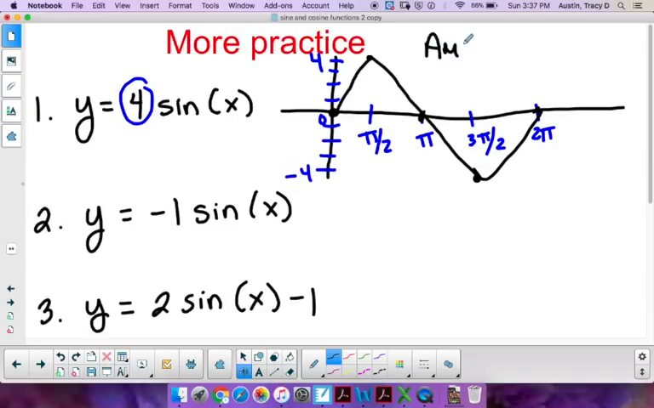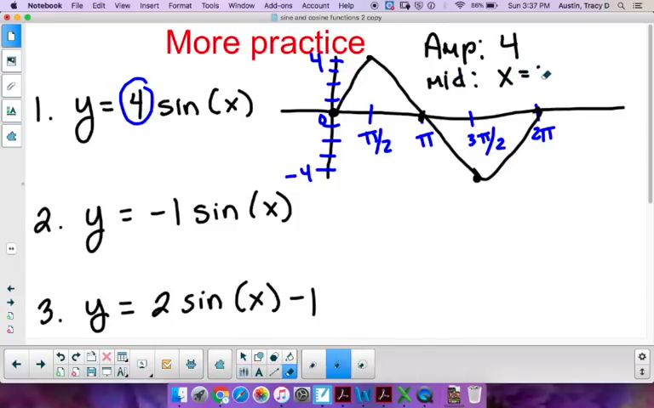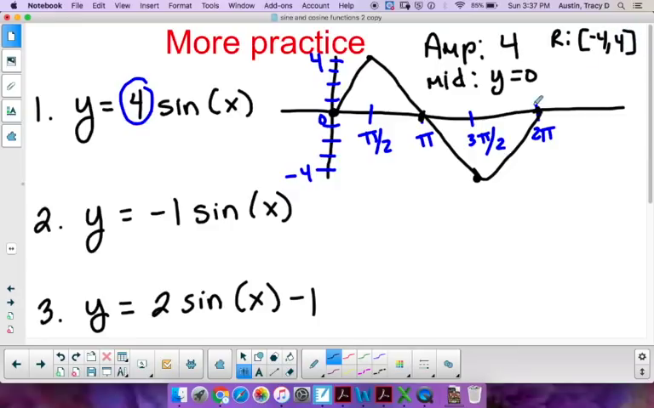Our amplitude is 4. Our midline is still, not x, excuse me, that should be y equals 0. Our midline should still be y equals 0 because the middle point is still at 0. And our range goes from -4 to 4. And this is what I'm going to expect you to do today. All right, let's try the next one.